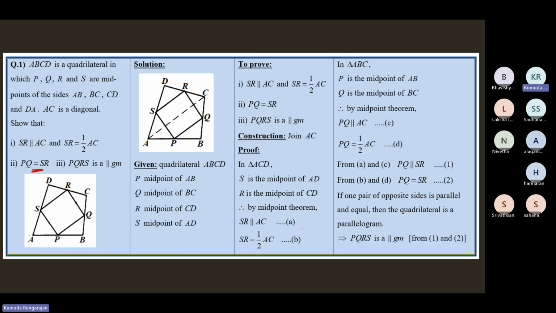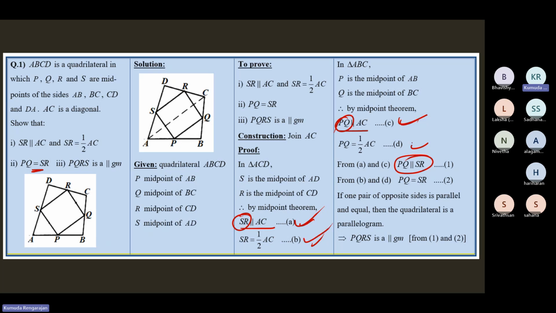So now I've marked these points. Come back and mark these results as A, B, C, and D. Compare A and C. From A and C, SR is parallel to AC and PQ is parallel to AC. So from the results A and C, SR is parallel to PQ.